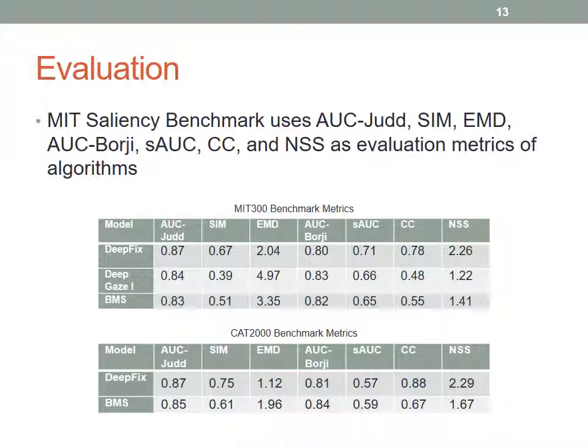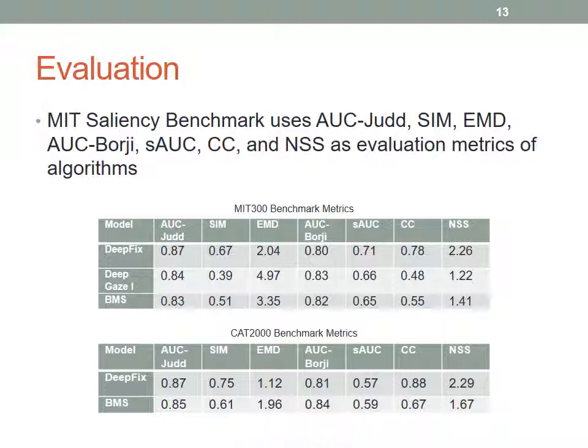So let's go into the evaluation. The MIT Saliency Benchmark uses a handful of metrics. They use area under the curve. They have a couple different implementations. They have the Judd, that's one of the researchers, who has his implementation, Borji's implementation, and then what I like to call sAUC, but it's the shuffled area under the curve.